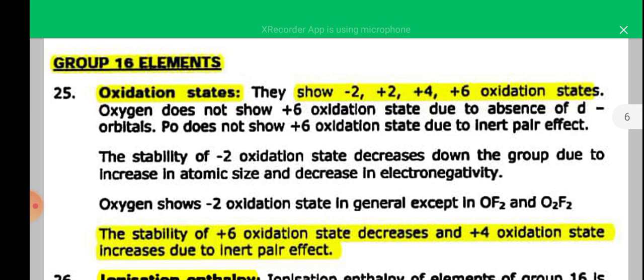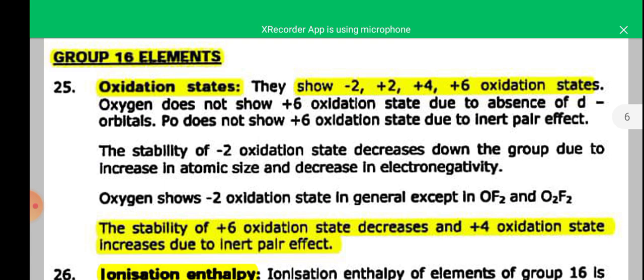The stability of -2 oxidation state decreases down the group due to increase in atomic size and decrease in electronegativity. For oxygen, -2 oxidation state is more stable. Oxygen shows -2 oxidation state in general except in OF2 and O2F2. The stability of +6 oxidation state decreases and the stability of +4 oxidation state increases down the group due to inert pair effect in group 16 elements.